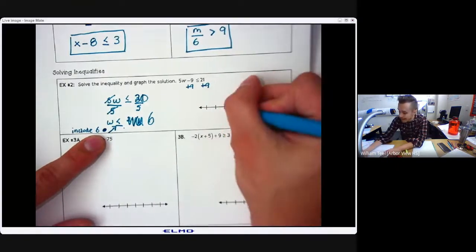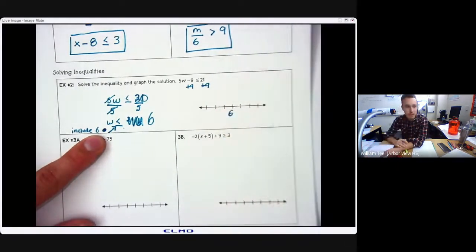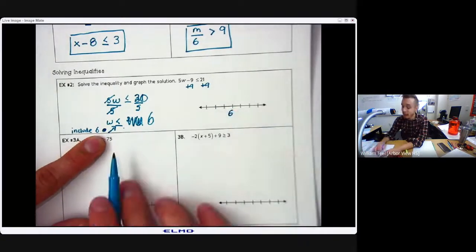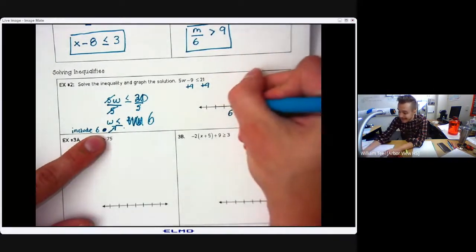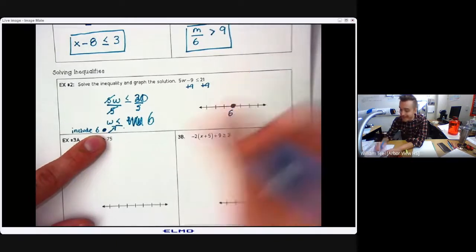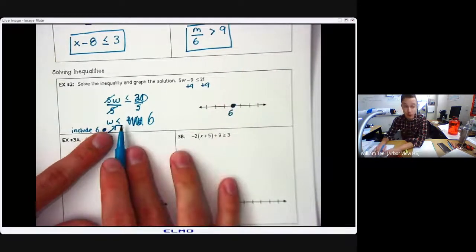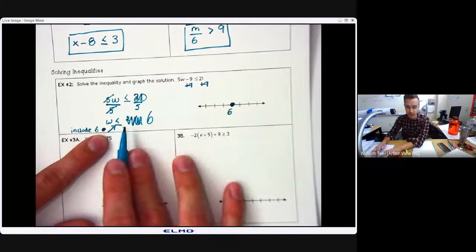All I'm going to do is put 6 down here. You don't have to waste your time by putting a ton of numbers on there. Just go ahead and put 6. Now we're going to put a solid dot on 6 because remember, we have less than or equal to. So that means we're including 6 because we have the equal to.